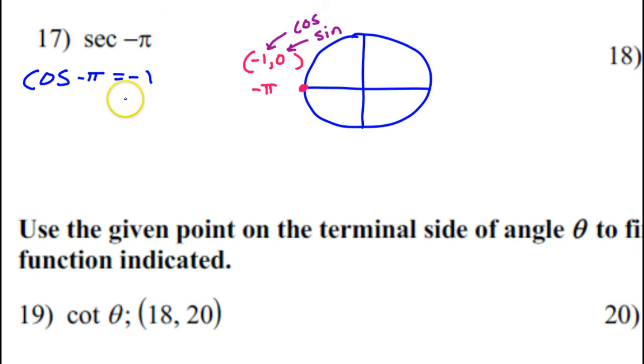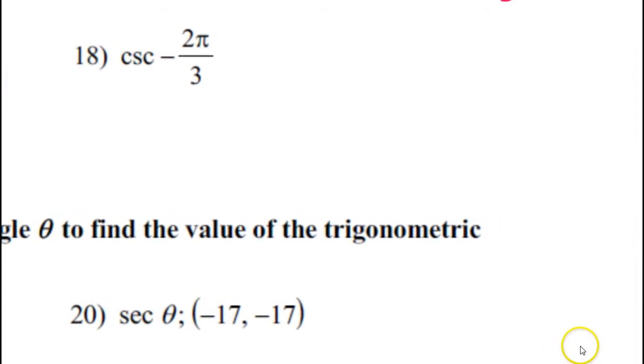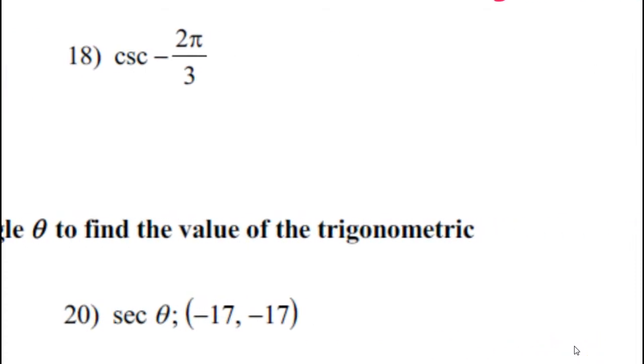Okay, so in that case, the secant should just be the reciprocal of that. And the reciprocal of -1 is still -1. Okay, so that's the final answer for number 17. All right, number 18. So we have a reciprocal trig function, and we're back to reference angles again.